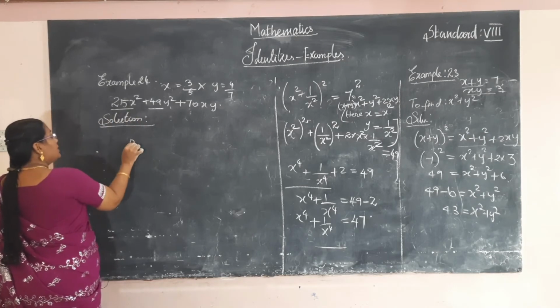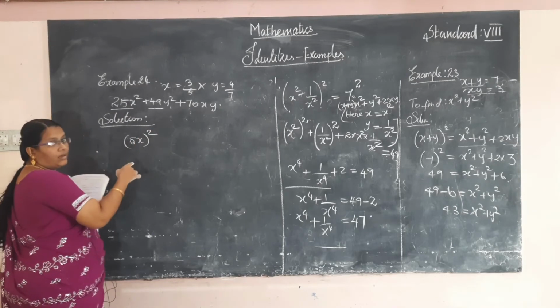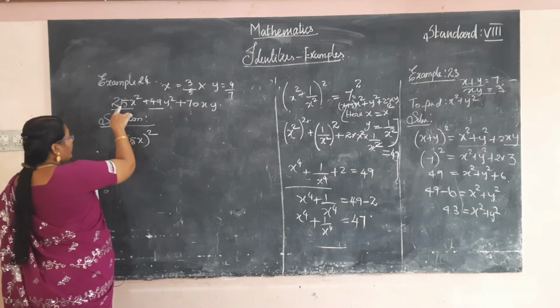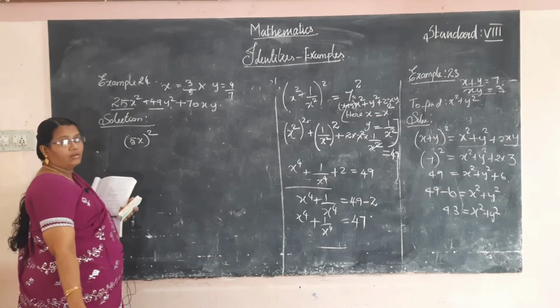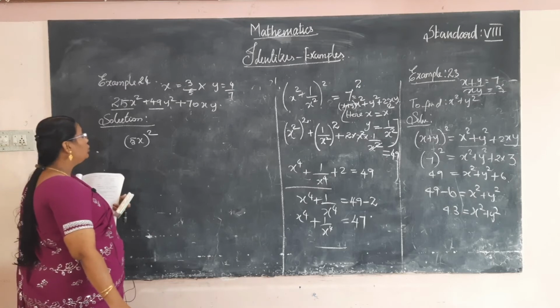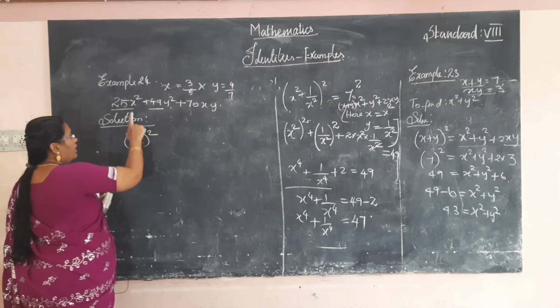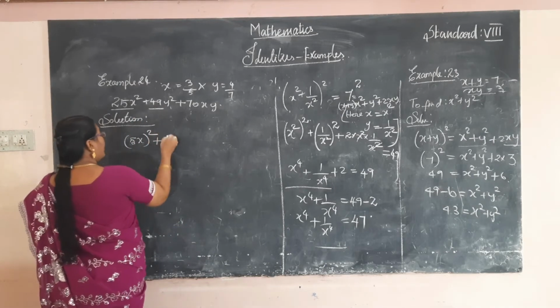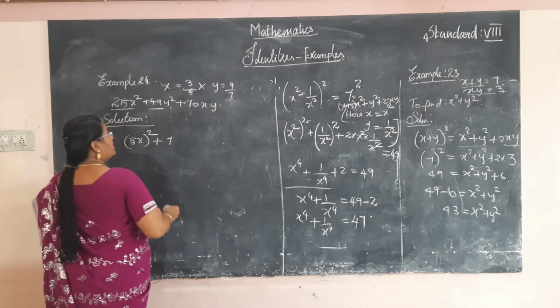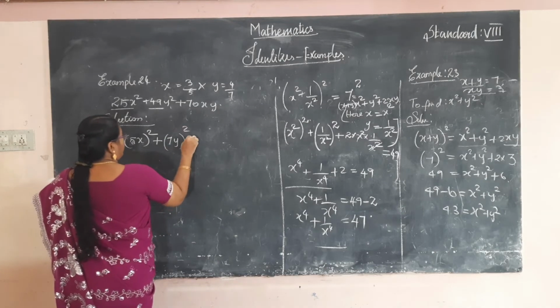25 can be written as 5x the whole square. Is it? Can you write it? Why? This is a power of 5. So 5 power 2 value is 25. X square, we get the x square. Plus 49 can be written in the power, 7 square. So 7y the whole square.